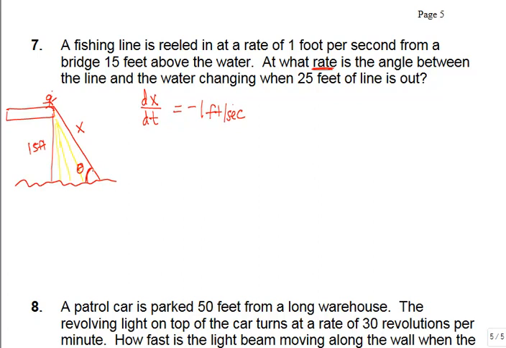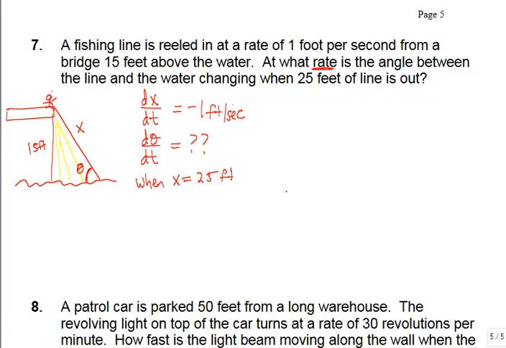Okay? Now we want to know at what rate, or at what derivative, is the angle changing. So our angle is theta, so its derivative would be d theta dt. So we're trying to find this d theta dt, and we want to know this when 25 feet of line is out. So we want to know this when this x is 25, because that's our fishing line. So there's everything that we have.